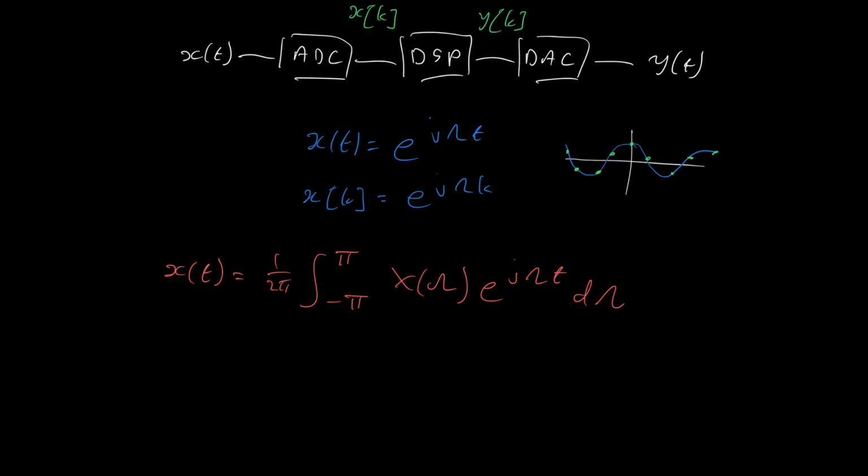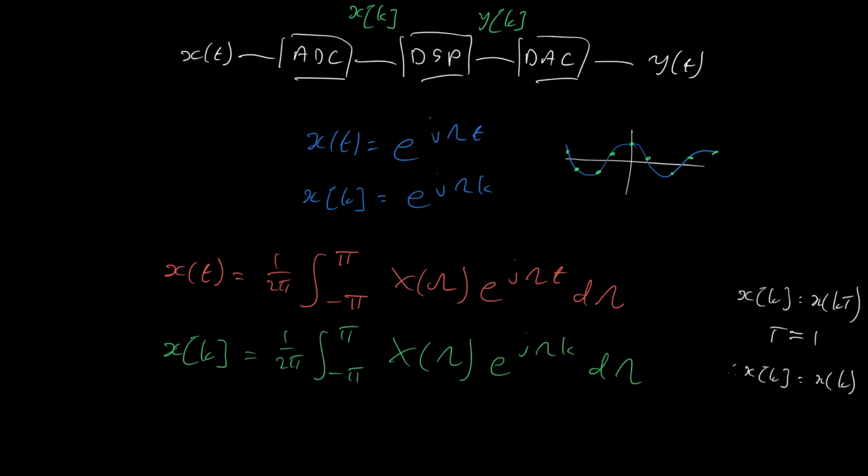Given this representation for x of t, we know immediately how we can represent x of k as a sum of sinusoids. Indeed, it's just given by the same formula, but with t replaced by k. Remember, when we sample, x of k is just equal to x of kT, where capital T is the sampling period, and we are assuming our sampling period is 1. Therefore x of k is just equal to the continuous time version of x evaluated at time k, where k is an integer. Therefore, we get that x of k is the same as x of t, where we just replace t with k, which is the only difference between these two equations.